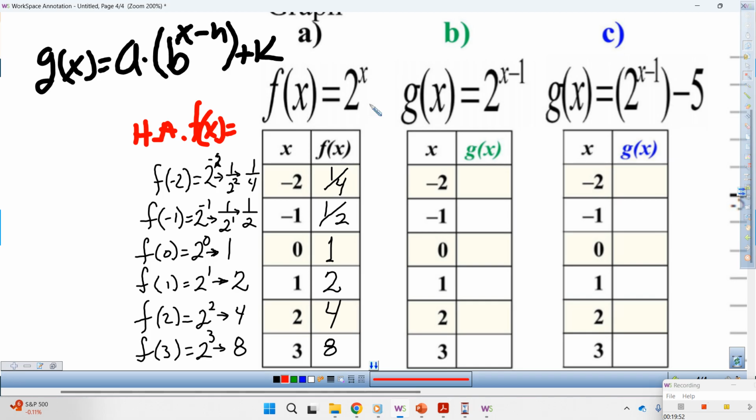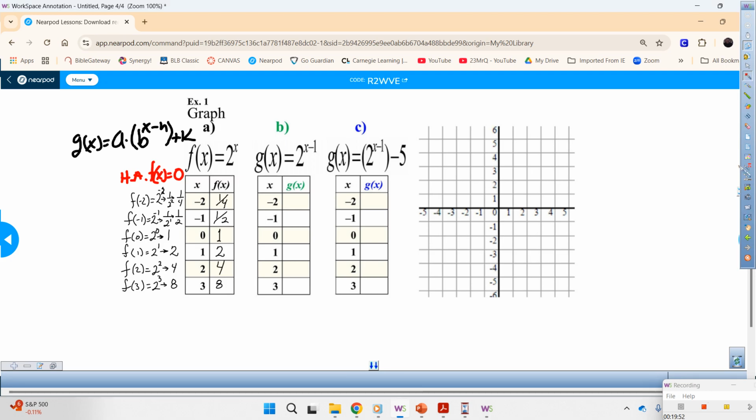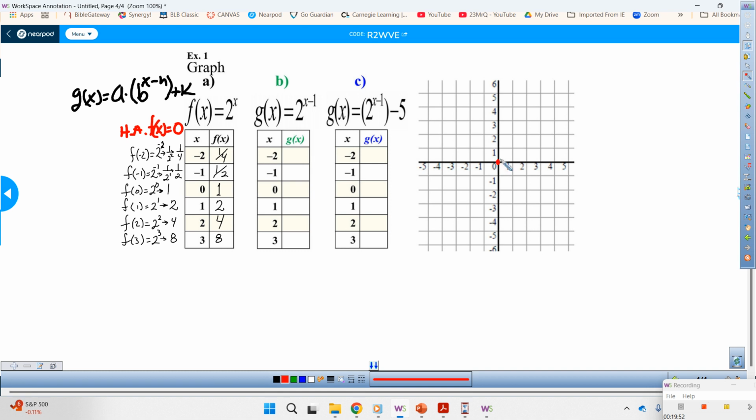What is our HA, Joseph? 0, that is correct. He said 0. Why, Mr. Q? Well, because there's nothing after the 2 to the x exponent. Over here it says base to the x exponent, and then there should be another number at the end. That would be our HA. Since it doesn't, it's 0. So with that said, let me zoom out. Let's graph our HA at 0.